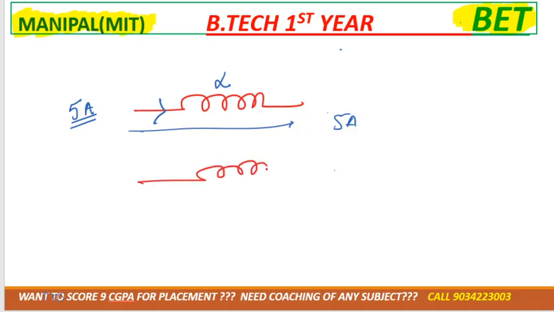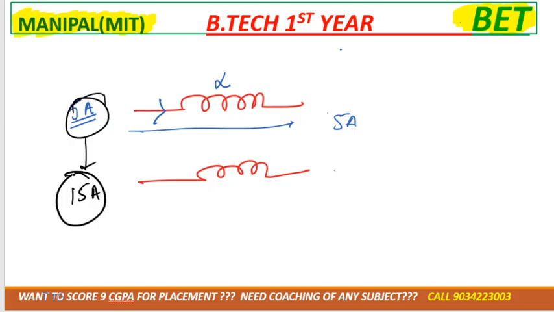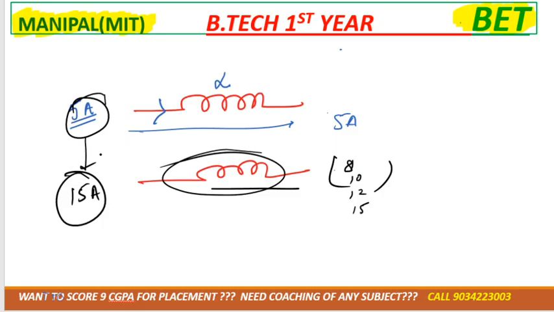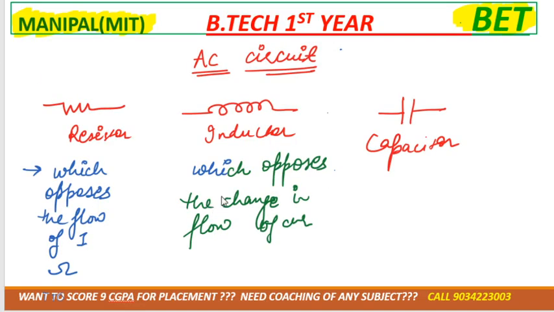But what will happen if you suddenly change the current from 5 ampere to 15 ampere? There is a change in current, and the inductor won't allow a change in current. So in the output you will not suddenly get 15 ampere. From 5 it will slowly become 8, then 10, then 12, then 15. So the main definition of inductor which we are going to use in BT is that it opposes the change in flow of current, and its unit is Henry, denoted by H.